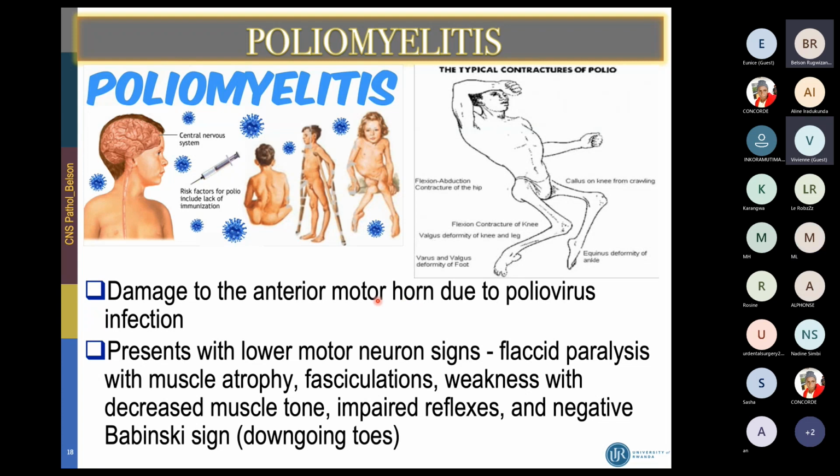It presents with lower motor neuron signs: flaccid paralysis with muscle atrophy, fasciculations, weakness with decreased muscle tone, impaired reflexes, and a negative Babinski sign.